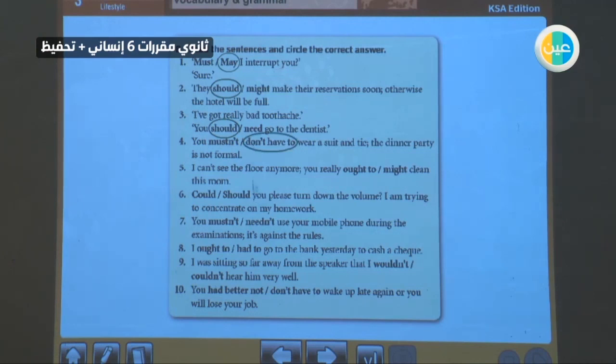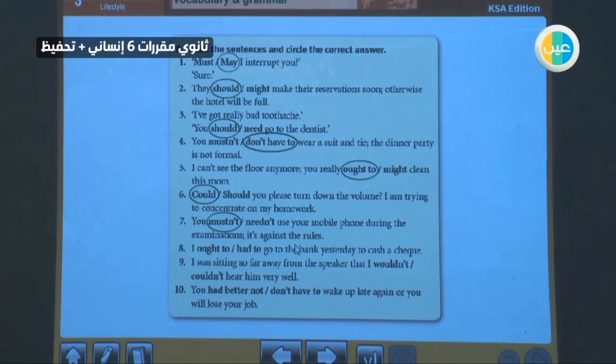I can't see the floor anymore. You really ought to or might clean this room. So, yes, ought to. It's very dirty and you ought to clean it. Could you please turn down the volume? I'm trying to concentrate. Yes, could. Request. You are asking someone to turn down the volume. You mustn't or needn't use your mobile phone during the examination. So, yes, mustn't. Prohibition. It's not allowed at all.